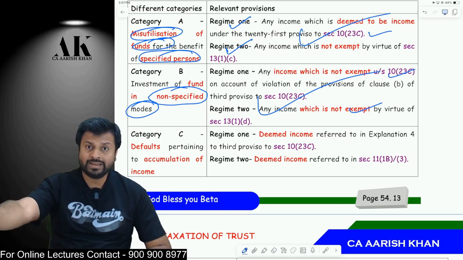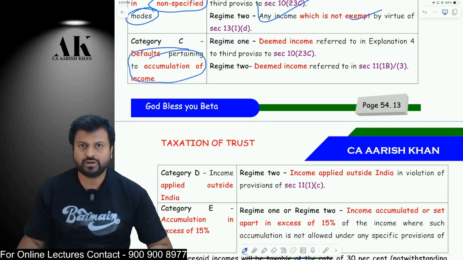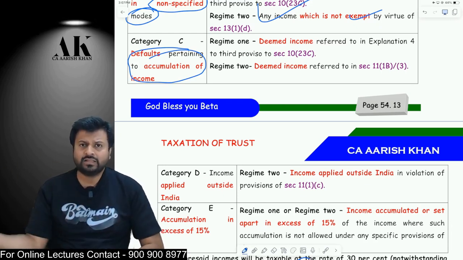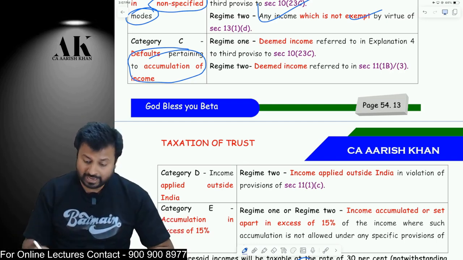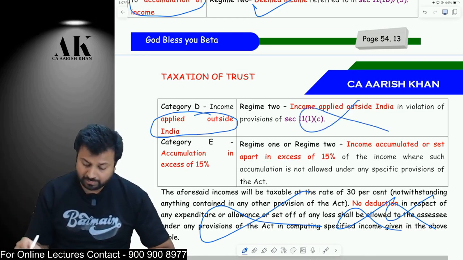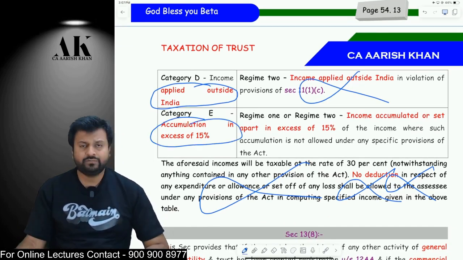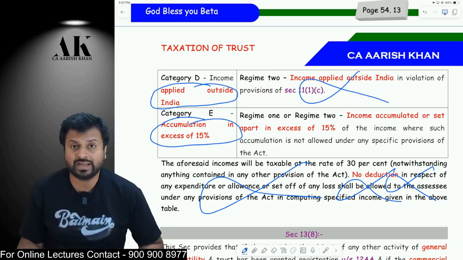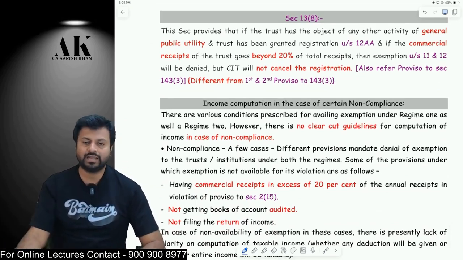Second, you are investing your funds in a non-specified mode. Third, you are making some defaults in accumulation of income. Do you remember that? You have to accumulate your income for 5 years and then apply it within 5 years. You have to invest that in the specified mode. You have to give a form to the AO. So if you make any kind of default in that, you will be liable for 30% flat tax. Or if you apply your income outside India other than certain exceptional cases, then you will be liable for 30% tax. Or accumulation in excess of 15%. If you don't accumulate or apply your income properly beyond 15%, then you will be liable for 30% tax on that. These are the 5 cases in which you are going to be liable for directly flat 30% tax under the income tax law.